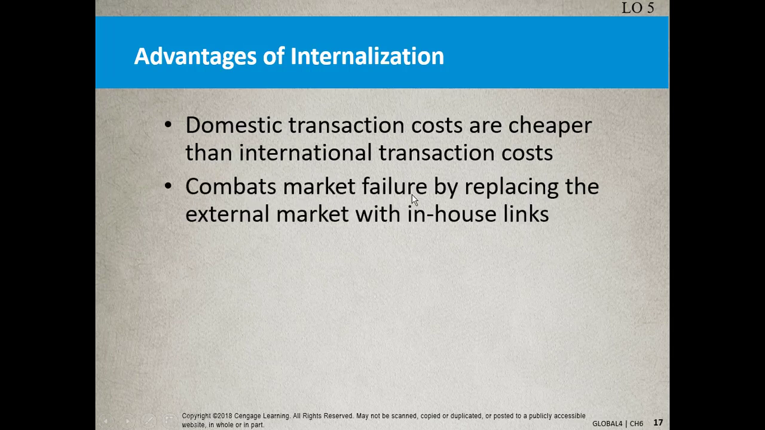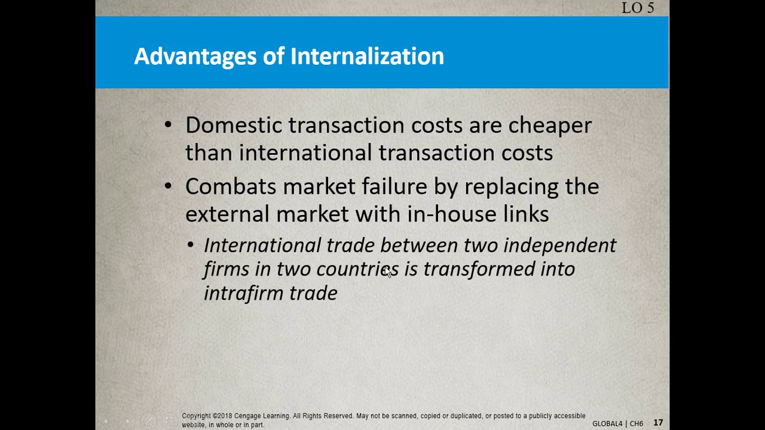It combats market failure by replacing the external market with in-house links, right? So international trade between two independent firms in two countries is transformed now into just intra-firm trade between the same company located in two different places. So that's the advantage there. So again, when you're looking at OLI, ownership and location, obviously leading to the advantages of internalization. All three are the main reasons for that.